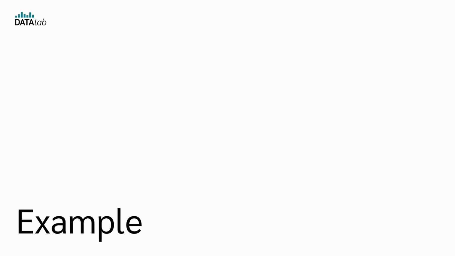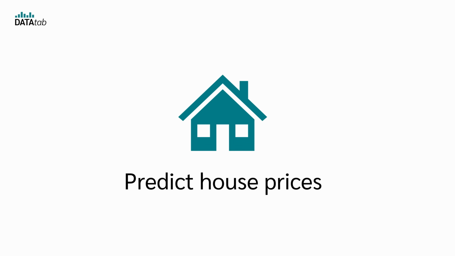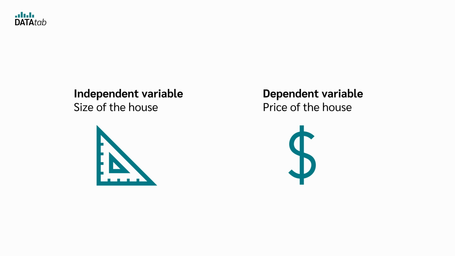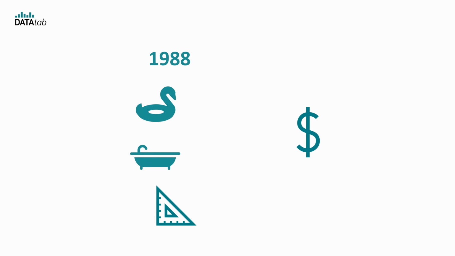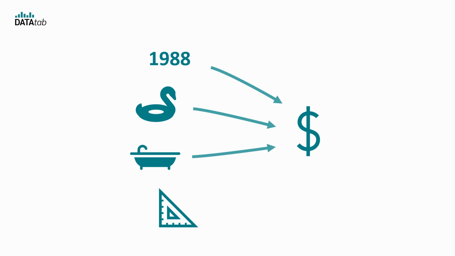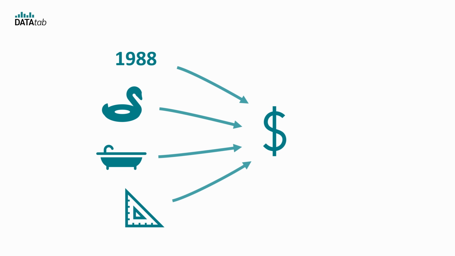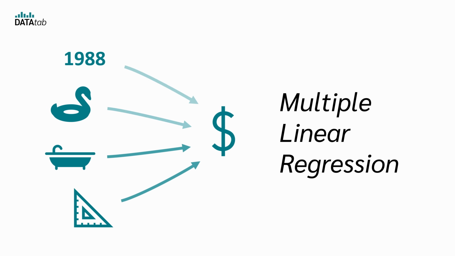Let's look at an example. Imagine we want to predict house prices. The dependent variable, the one we want to predict, is, of course, the price of the house. The independent variable, the one we use to make the prediction, could be the size of the house in square feet. Of course, you can also use more than one independent variable. For example, the construction year or features like whether the house has a swimming pool, the number of bathrooms, and the house size. But in this case, it would be a multiple linear regression because you have more than one independent variable. More on that in my video about multiple linear regression.